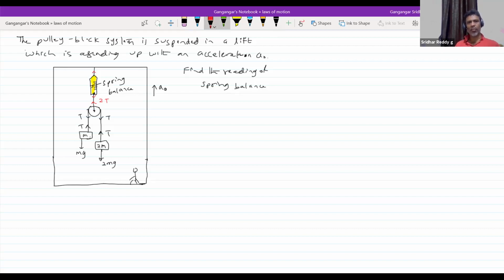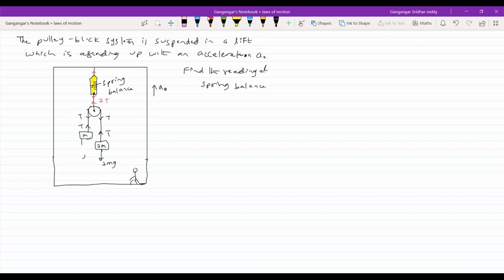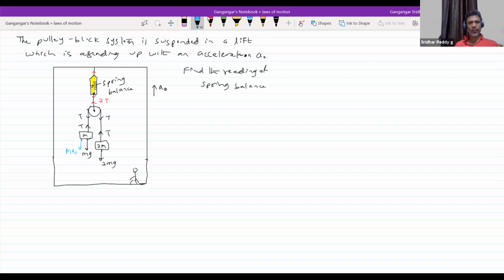In what direction should pseudo force be applied? On both the blocks, in what direction should pseudo force be applied? Downward. It should be downward, m a naught. Now look at that pseudo force. I asked you to show a thick arrow like this. Write down the equation now. Problem solved. It's very easy now.